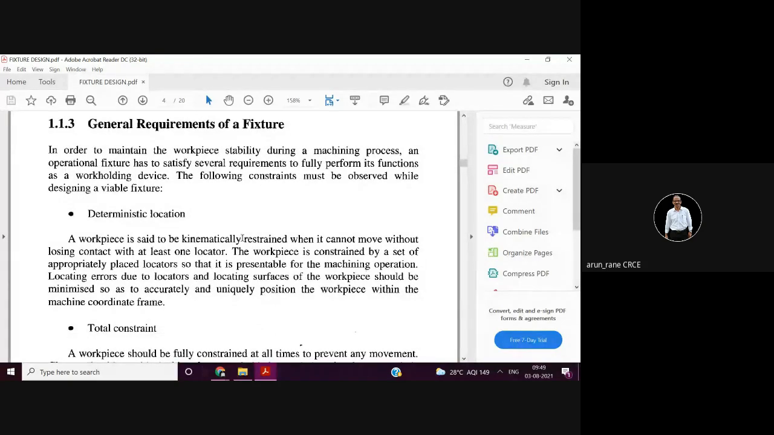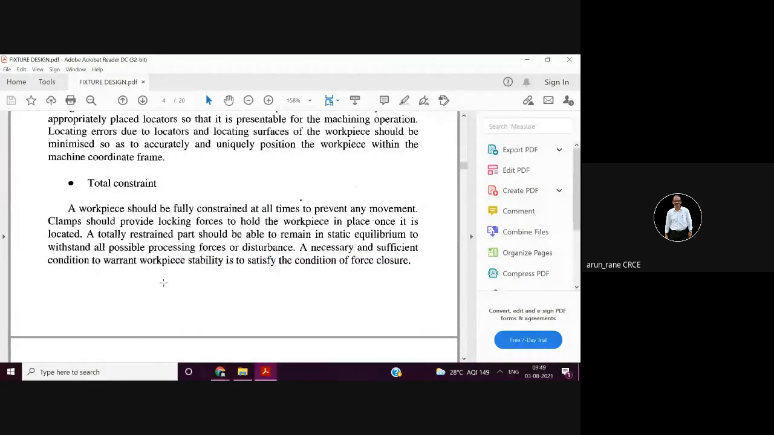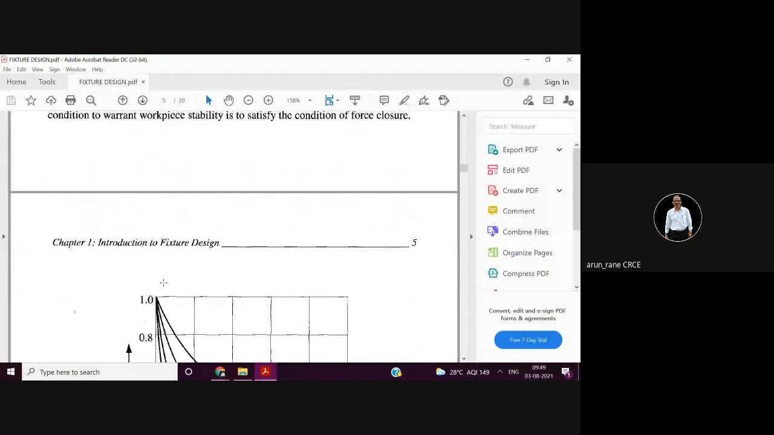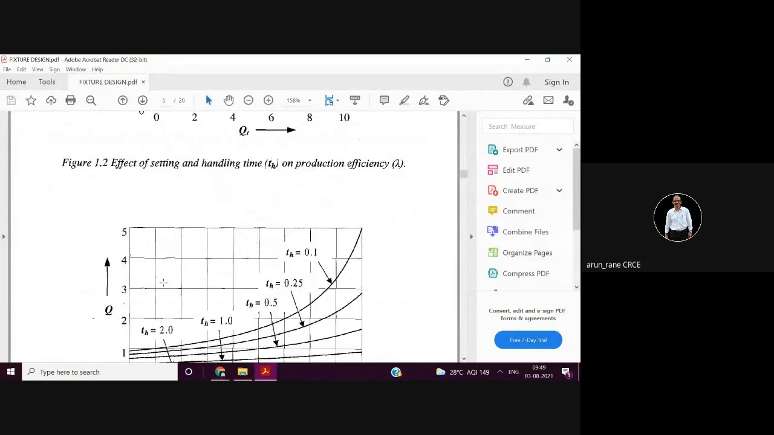So these are the requirements of a fixture, that location, it has to be located properly. Then constraints, it has to be totally constrained. Totally constrained means what? It should not move in any direction.